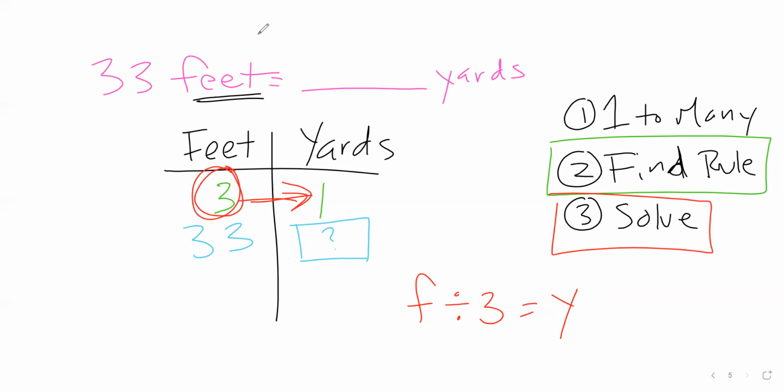So now let's just solve that. Let's plug in. Well, again, I know feet. So instead of F, I'm going to have 33. The rule stays the same. It's divided by 3, and that's going to equal Y, which is what I'm looking for right here. So 33 divided by 3, well, that's 11.